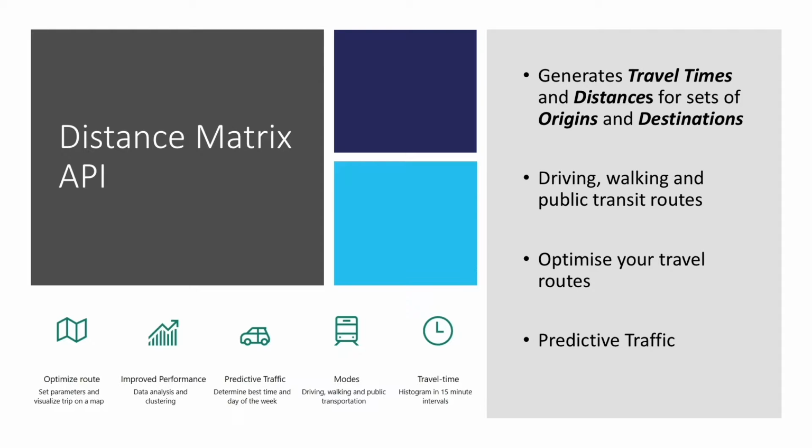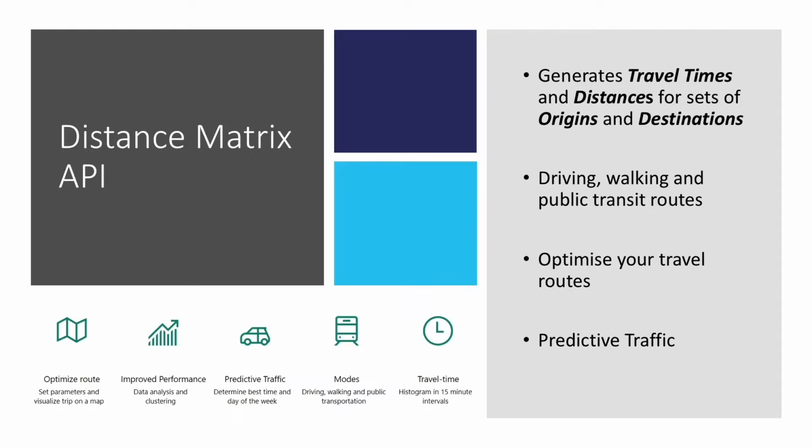And so the first one that we're going to look at is the distance matrix API. Now, at a higher level, what this API is really about is letting you calculate travel times and distances for sets of origin start points and destinations that you want to reach. And you can also send in as additional parameters transport modes such as walking, freight, or motor cars and what have you.